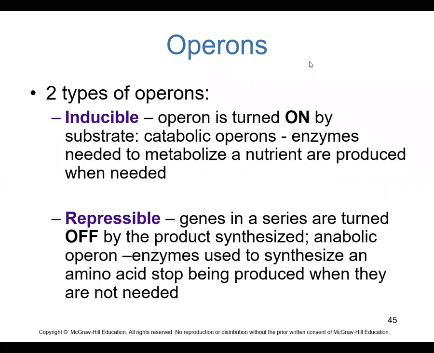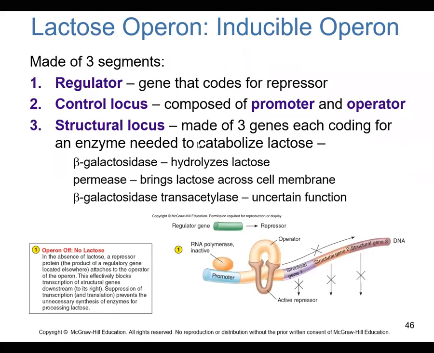So our first one, well, to do these operons, you have to have a regulator, you have your controller, and then the actual structural genes. The regulator is just the portion of it that is going to be either turning things on or turning things off, excuse me.